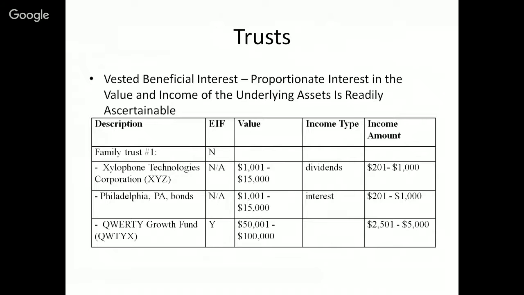With respect to irrevocable trusts, in addition to reporting underlying assets, as filers have always done, the filer should also report the top level of a trust in which he or she has a vested beneficial interest. Value and income should be reported for underlying assets of the trust when it is readily ascertainable.